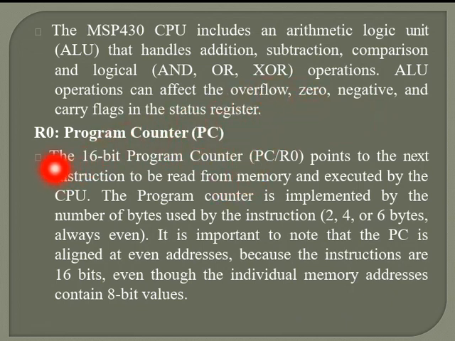First, R0 is given for your program counter. This program counter is 16-bit and it stores the address of the next instruction which has to be read from memory and executed by the CPU. The program counter is implemented based on the number of bytes used by the instructions, so that can be either 2, 4 or 6.